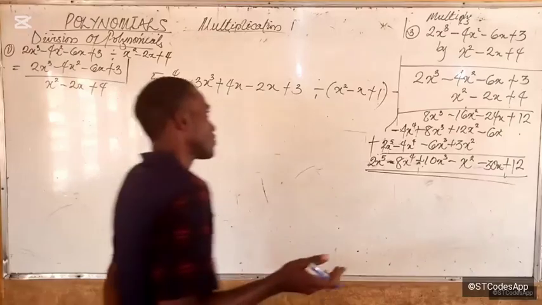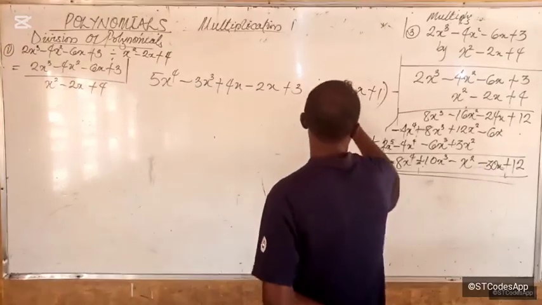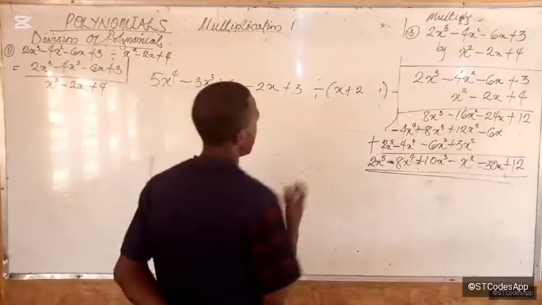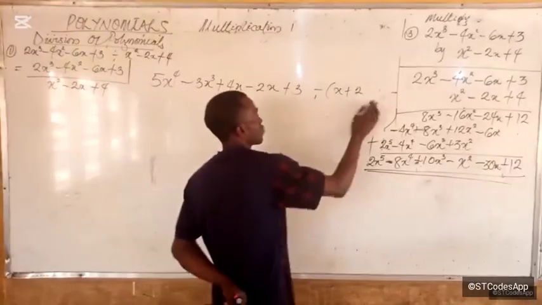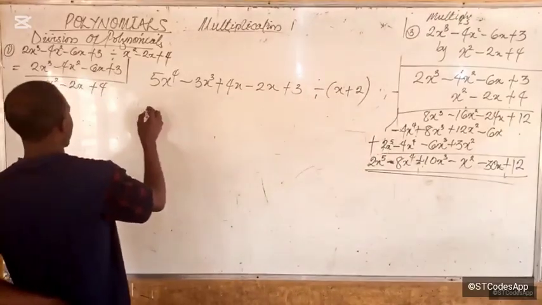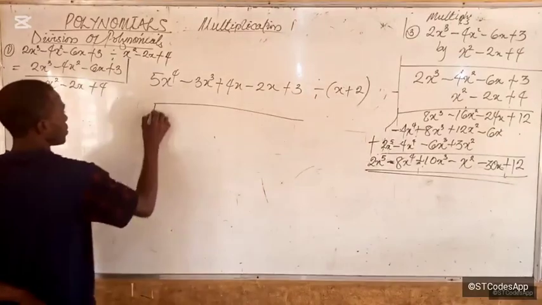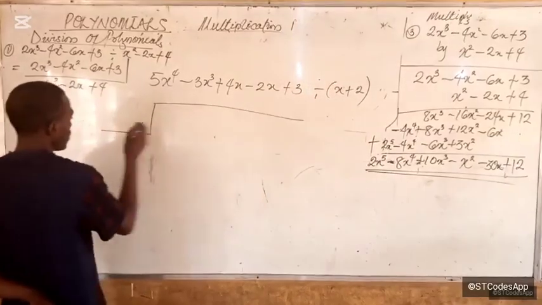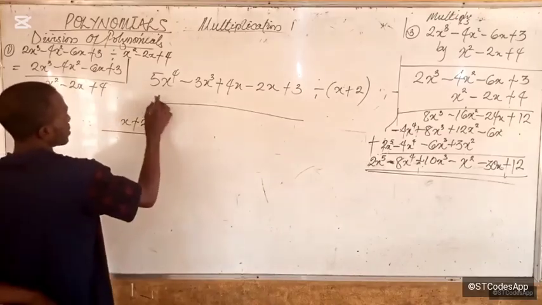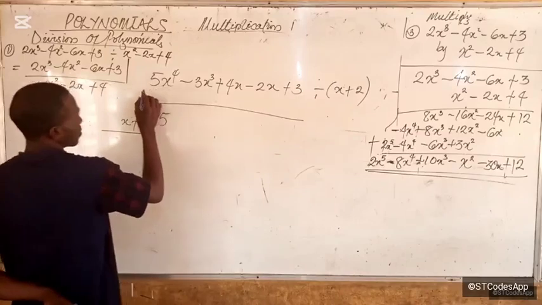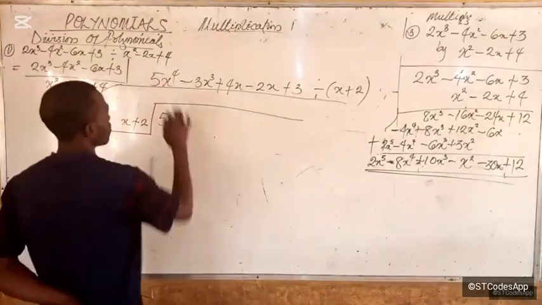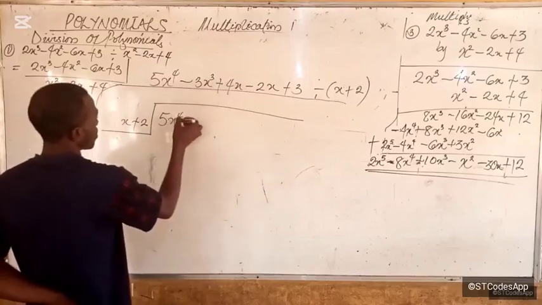Or let's use a very simple case, x plus 2. Let's just say x plus 2. I told you to divide it by this, x plus 2. So very simply, you draw the same division diagram. Then you bring your x plus 2 here. And this guy, you bring it here. So this is the part of the board we are using.